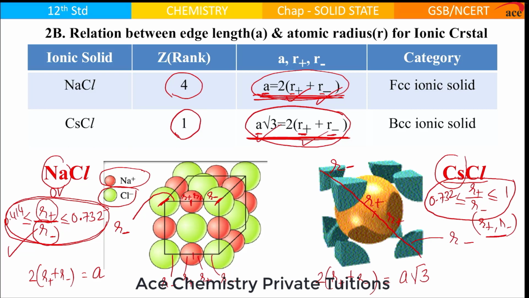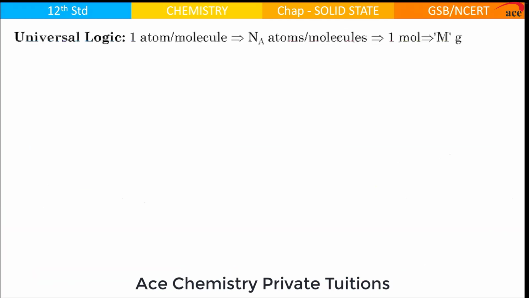When should I use this formula? This formula should be used when there is only 1 data. When should I use this formula? When they give me 2 data out of the 3. So, that was about ionic crystals, how to deal with them.